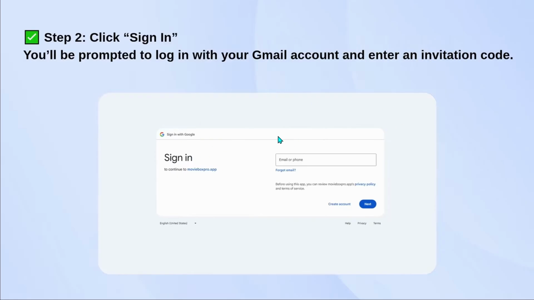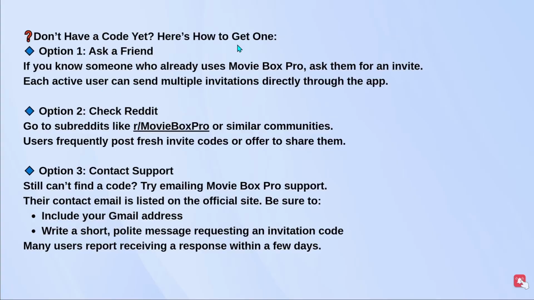One of the fastest ways is to get a code from someone who already has a MovieBox Pro account. Every active user can send out invitation codes directly from their account section, and they usually don't mind sharing as long as you ask politely. If you have friends or family using the service, this will often be the quickest method.